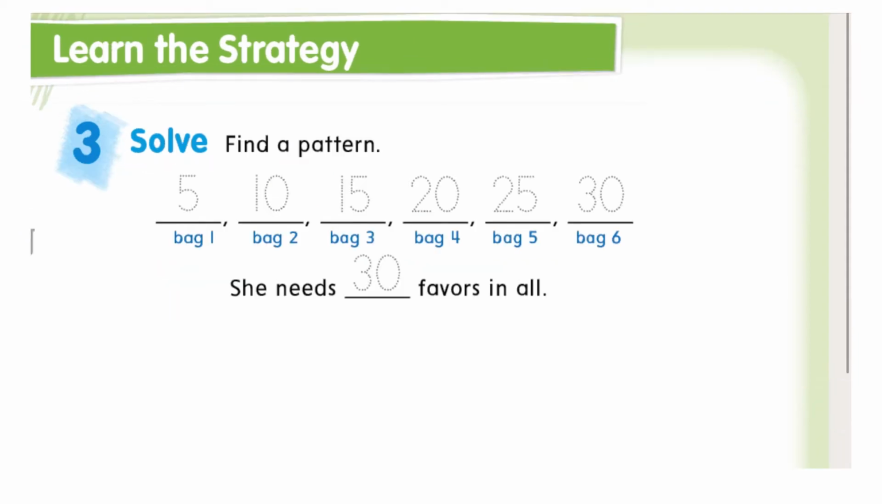Number 3, we need to solve by finding a pattern. 5, 10, 15, 20, 25, 30. So she needs 30 in all.